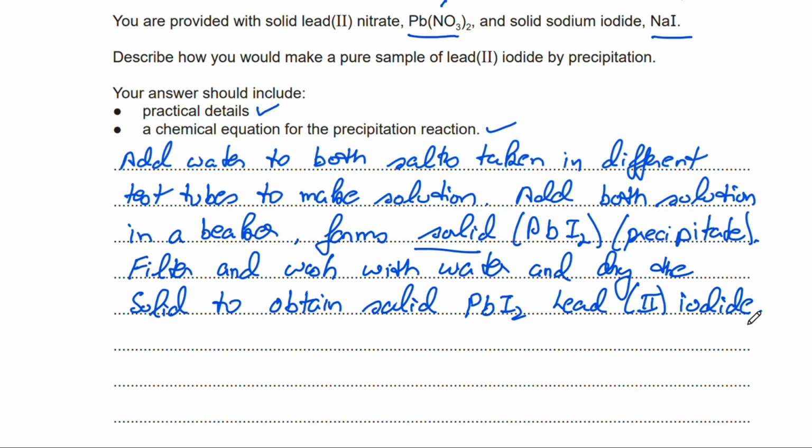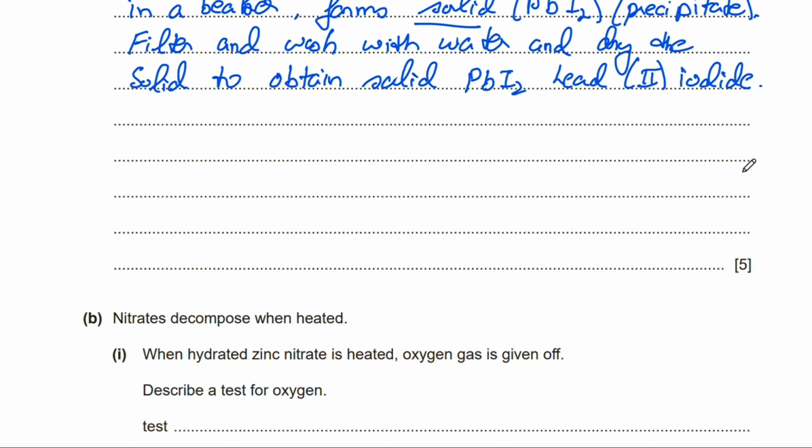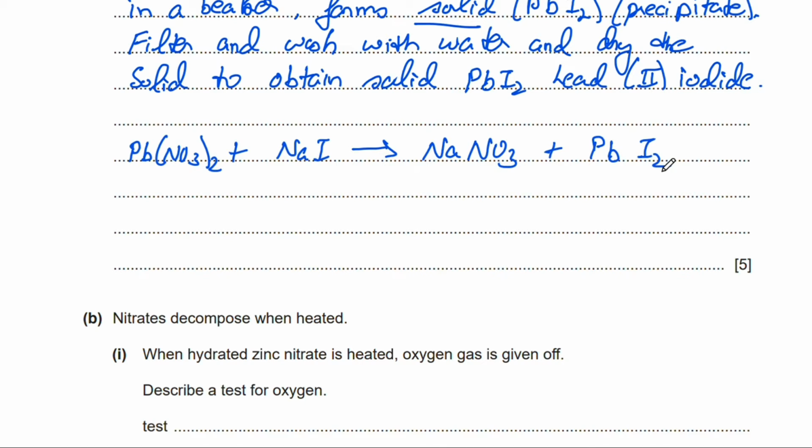Now we have to write the chemical equation. So the chemical equation will be: Pb(NO3)2, lead nitrate, plus NaI, sodium iodide. This is a double displacement reaction. It forms sodium nitrate, NaNO3, plus PbI2, lead iodide. Now balance it. Balancing it, here NO3 is twice, so we write 2, and Na gets 2, so here 2. Balancing is complete. Now we have to write the state.